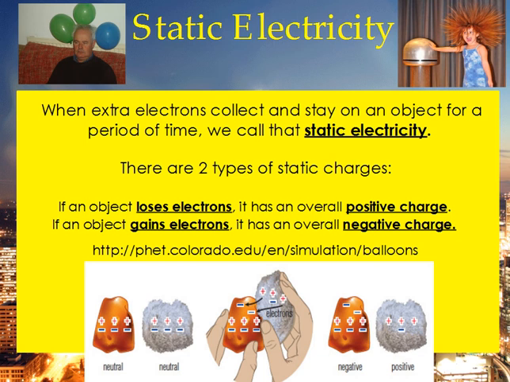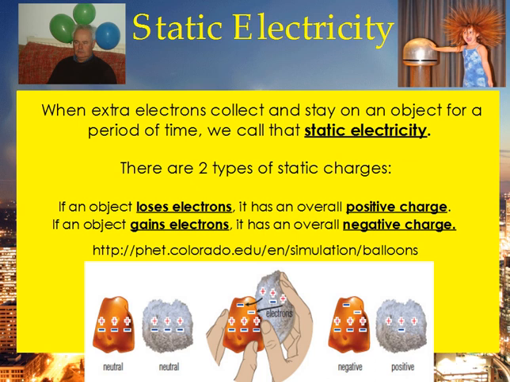Okay, now that we've gone over that, we can finally get into the principle of static electricity. The word static means stuck or not changing. So when extra electrons are collected and they stay on the object for a long time, that's what we call static electricity. Electricity that does not move. It stays stuck.